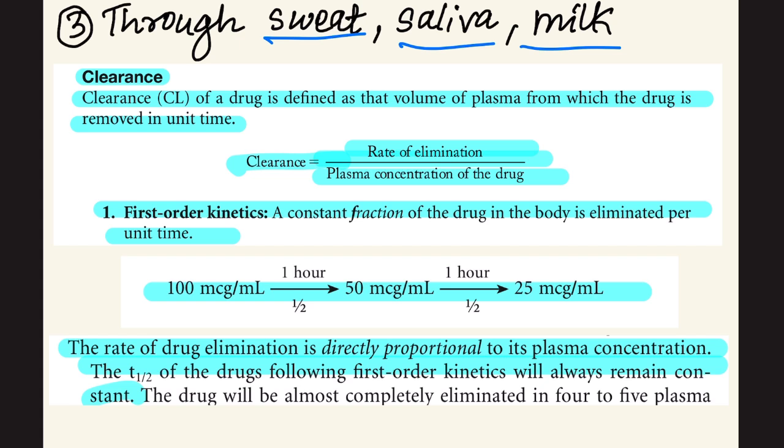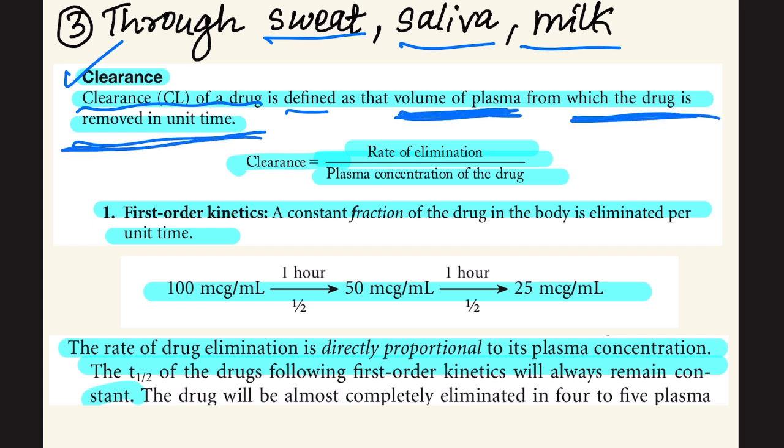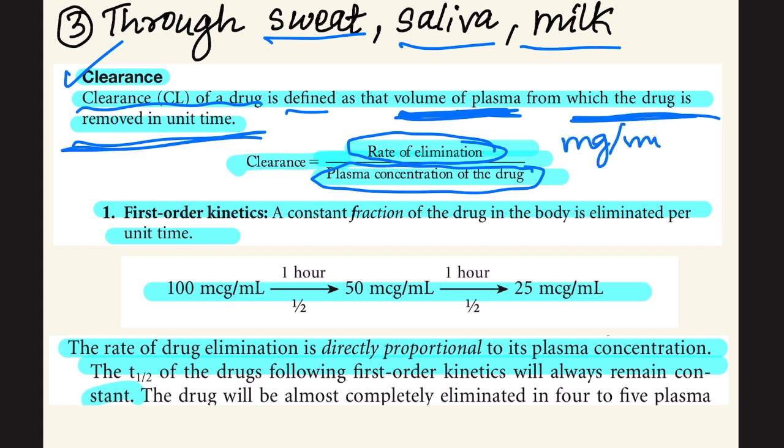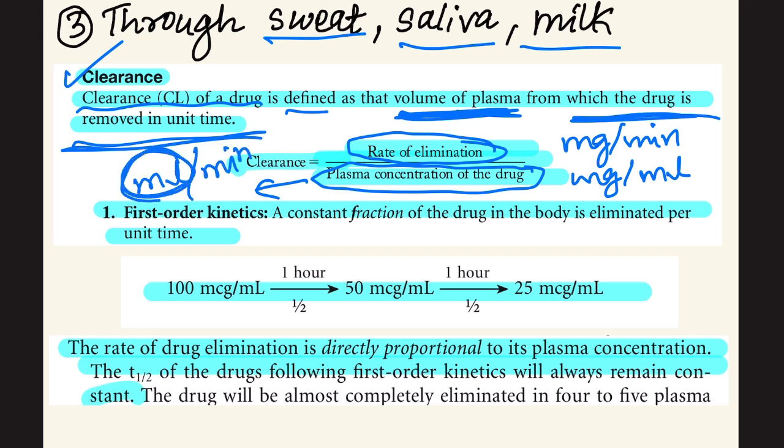Now coming to one entity that is called clearance. Clearance of the drug is basically defined as the volume of the plasma from which the drug is removed per unit time. That means it is the volume of the plasma which is being cleared of the drug in unit time. So clearance is equal to the rate of elimination divided by the plasma concentration of the drug. The rate of elimination is in milligram per minute, and plasma concentration is in milligram per ml. So the unit for clearance will be ml per minute, that is, the volume of the plasma which is being cleared of the drug per unit time.